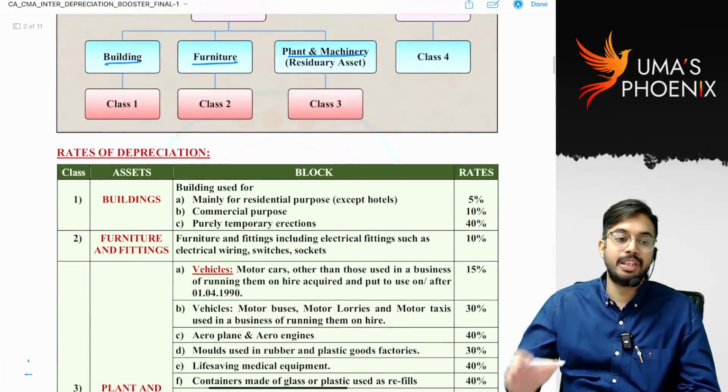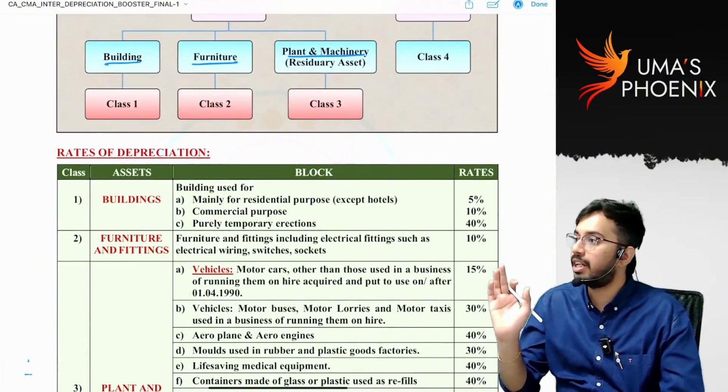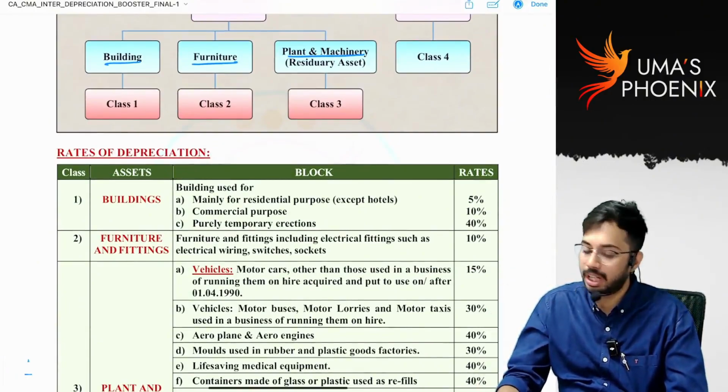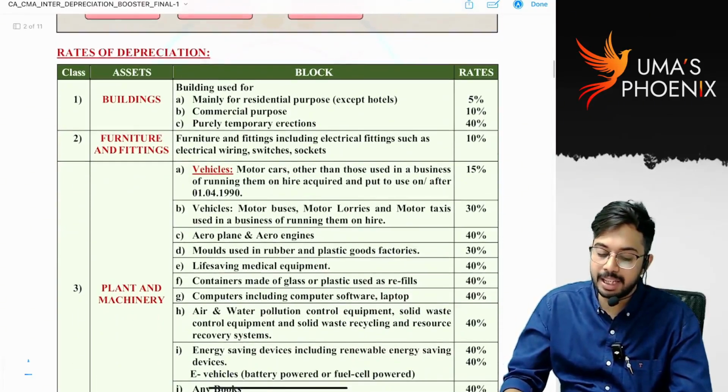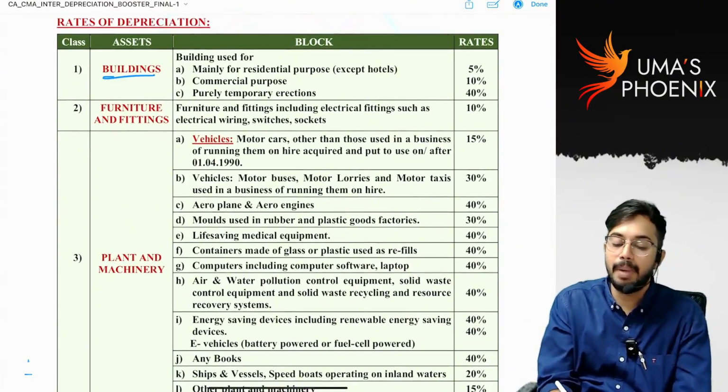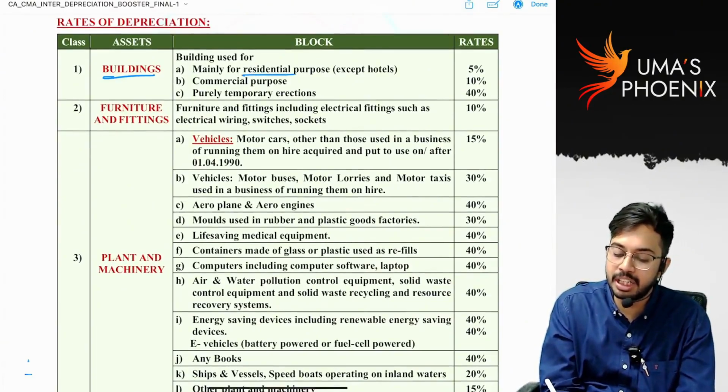So any asset which is not building, which is not furniture, which is not intangible asset, it will be classified as plant and machinery. Now, shall we see rates of depreciation? First, let us see for buildings. Buildings used mainly for residential purpose.